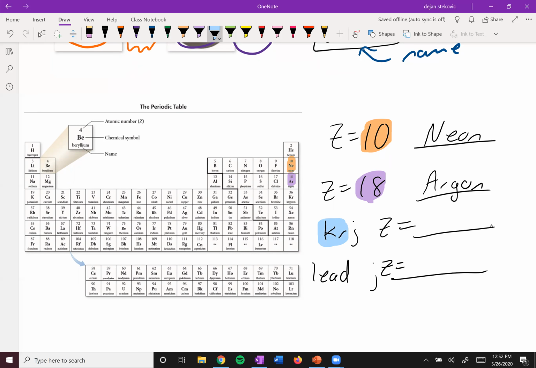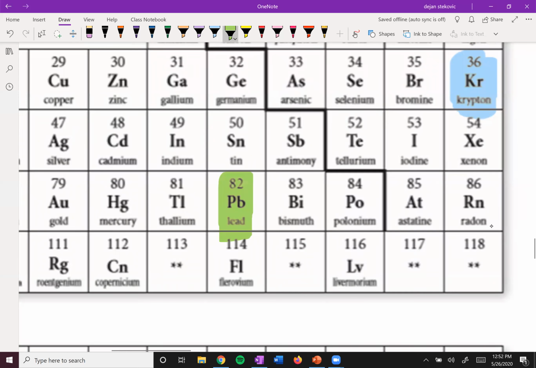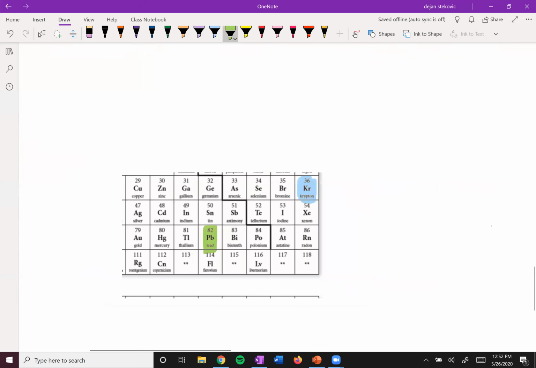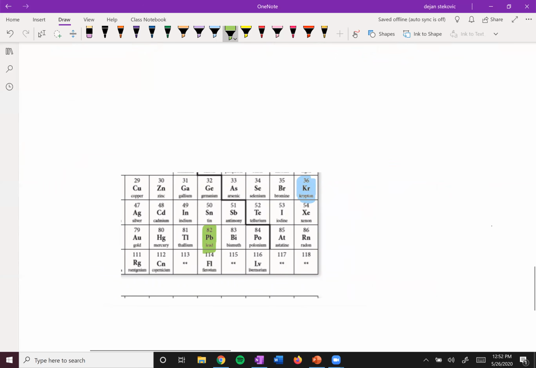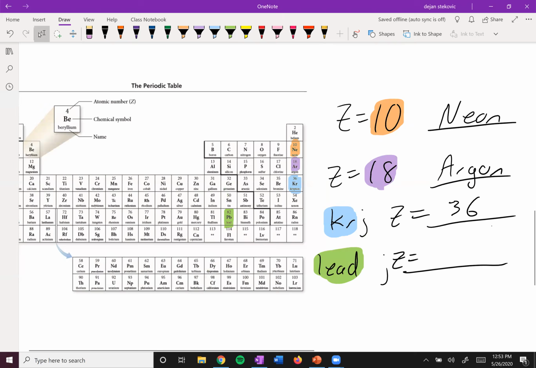Next up, we have Kr. So we try to find Kr on the periodic table, and we find out that that's krypton and that it has an atomic number of 36, or that it has 36 protons. Next up, we have lead, and so we try to find the name lead here. It's a little bit tricky because it's not always so obvious. If we look down here, lead actually gets the symbol Pb. So that's just something you have to kind of become familiar with. And so the symbol Pb, lead, has 82 protons in it.